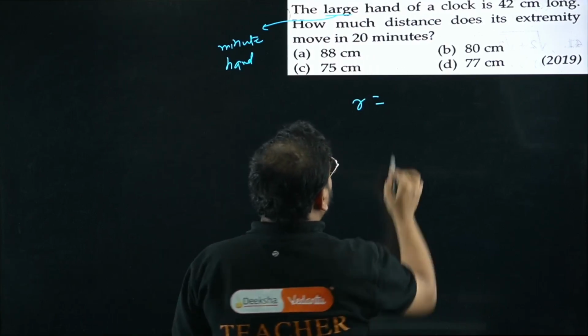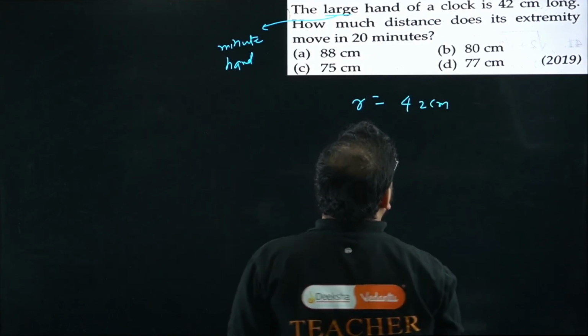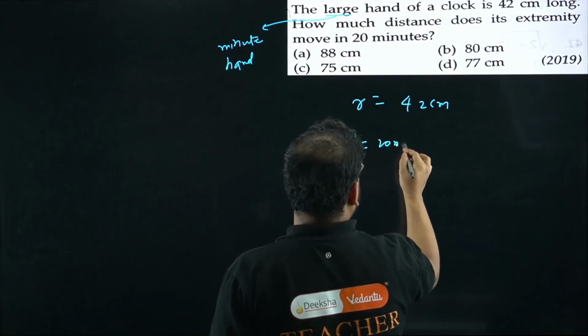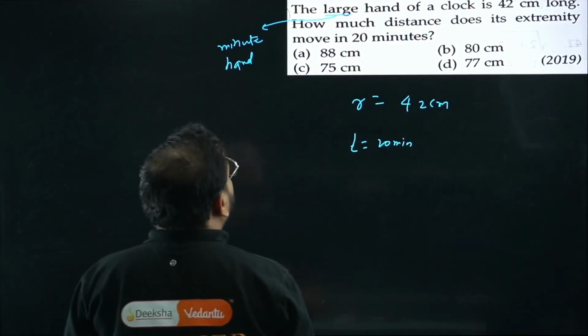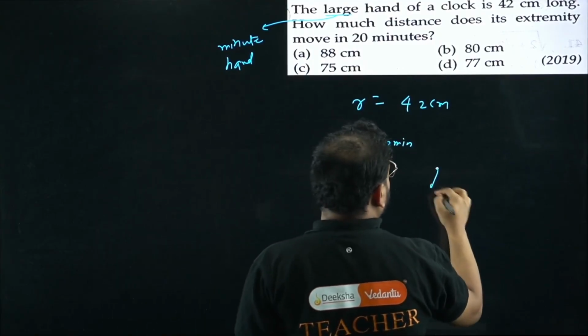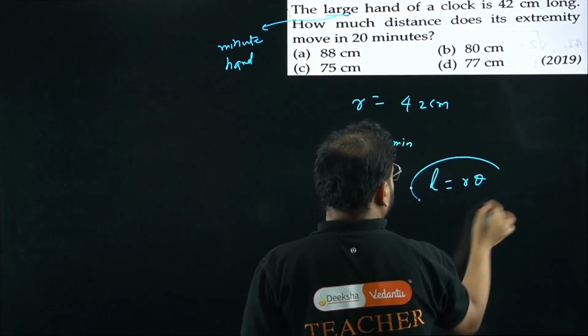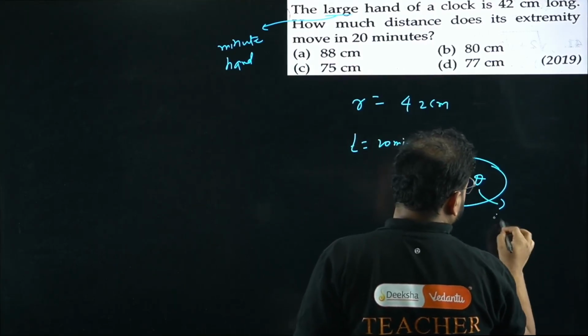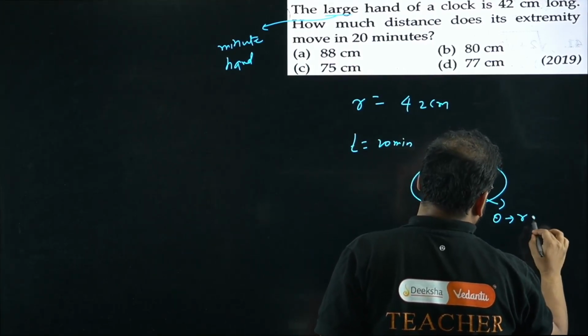So R is given as 42 centimeters. What are they asking? Time is also given, 20 minutes. What are they asking? Distance traveled, right? So basically the formula will be L equals R theta, right? L equals R theta. So you want the value of theta in radians.